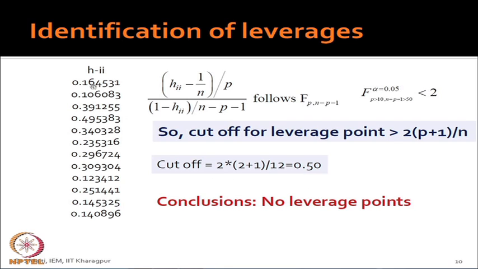The cutoff value will be, we have now 2, how many parameters we are estimating? 3. What is your sample size n? So, 2 times (p plus 1) divided by n, this is 0.50. Is there any value which is greater than 0.50? You see, we have not got any value here which is greater than 0.50. So, we can conclude that there are no leverage points for the problem we have undertaken. Okay.